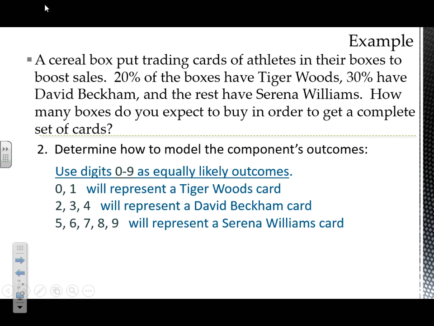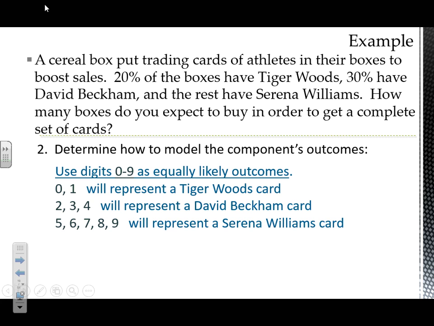If they had done something like 23% of boxes were Tiger Woods and 37% were David Beckham, could we split it with 0 through 9? No, because with 0 through 9, there's no way to get exactly 23% or 37%. So there we'd have to expand to 100 digits, make 23 of them Tiger Woods, make 37 of them David Beckham. Does that kind of make sense?